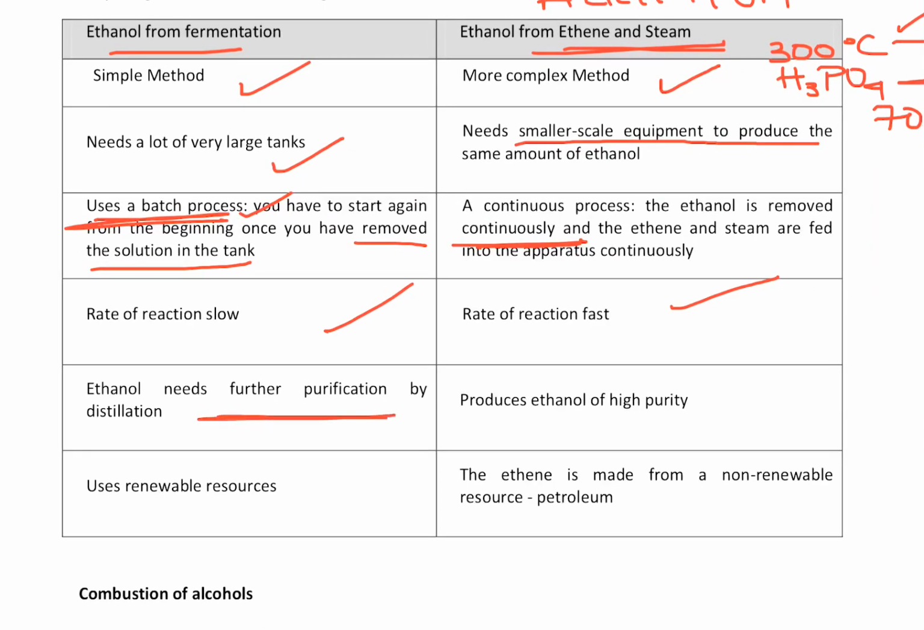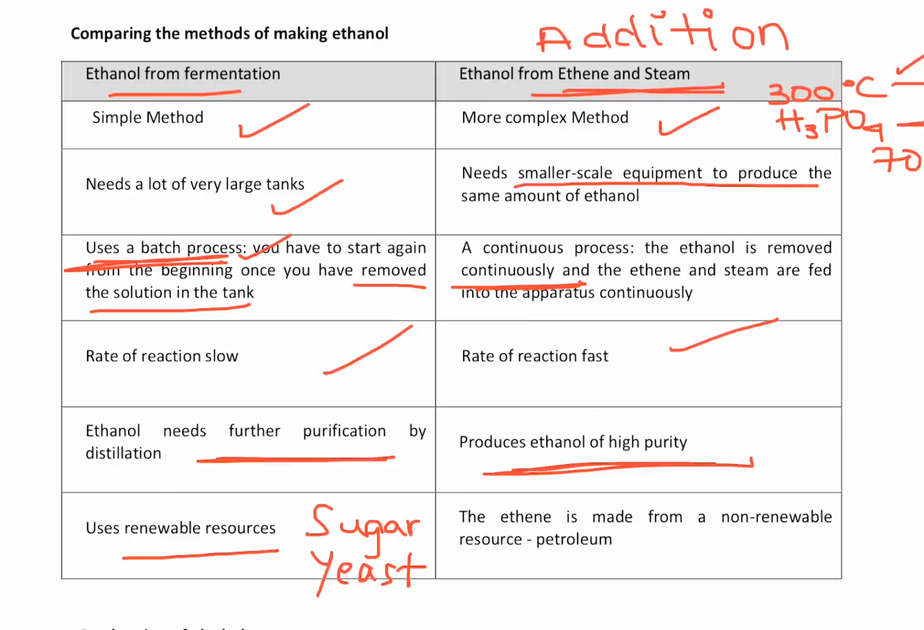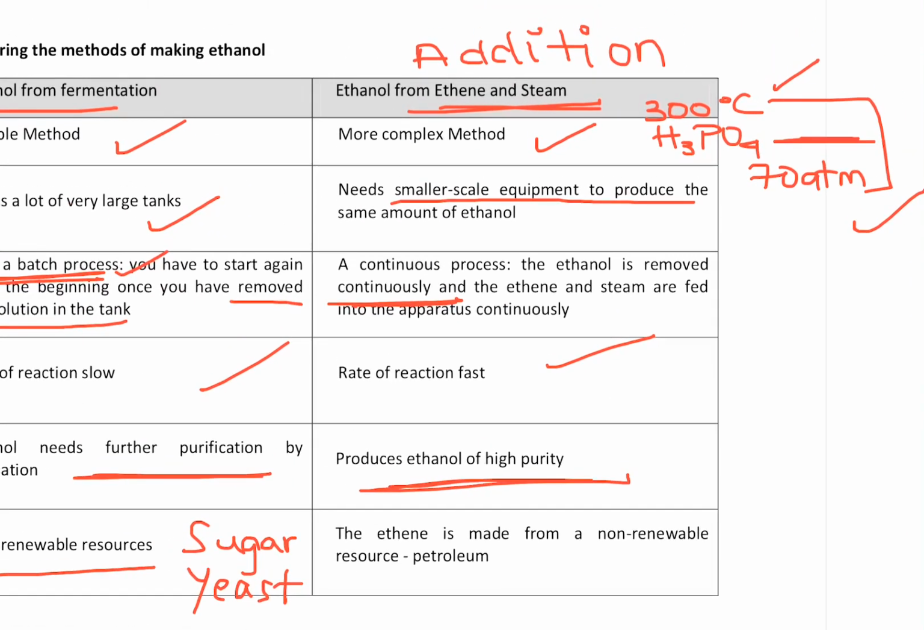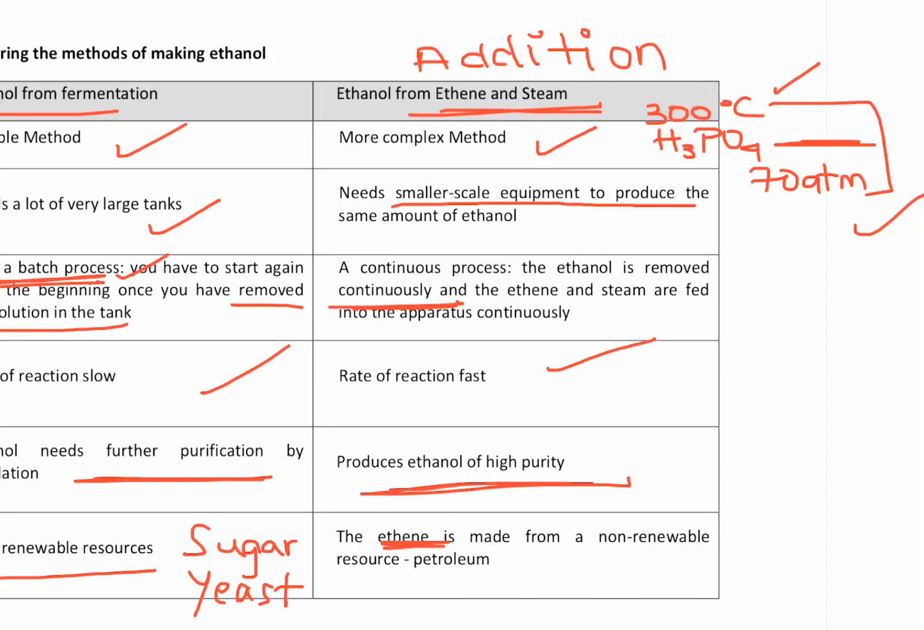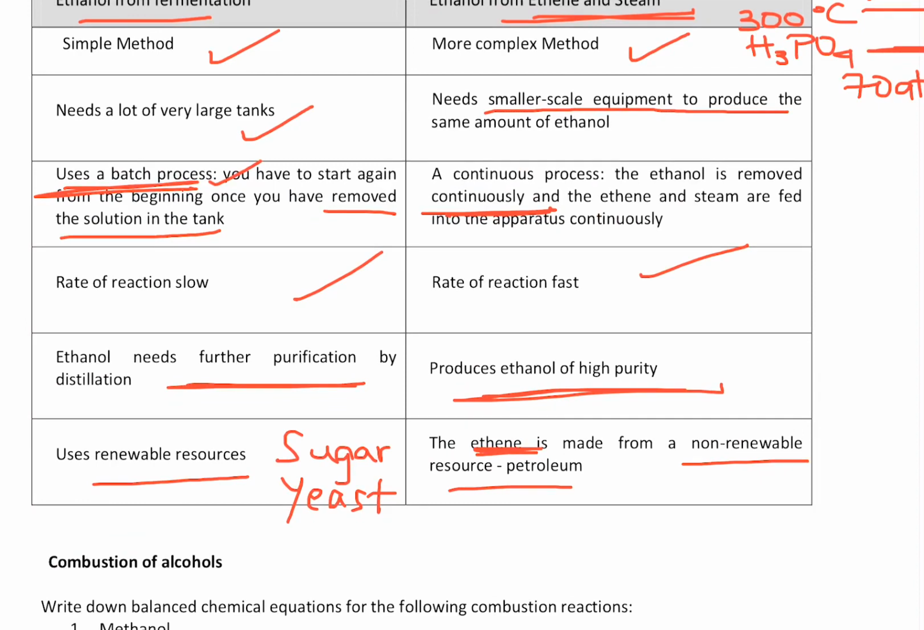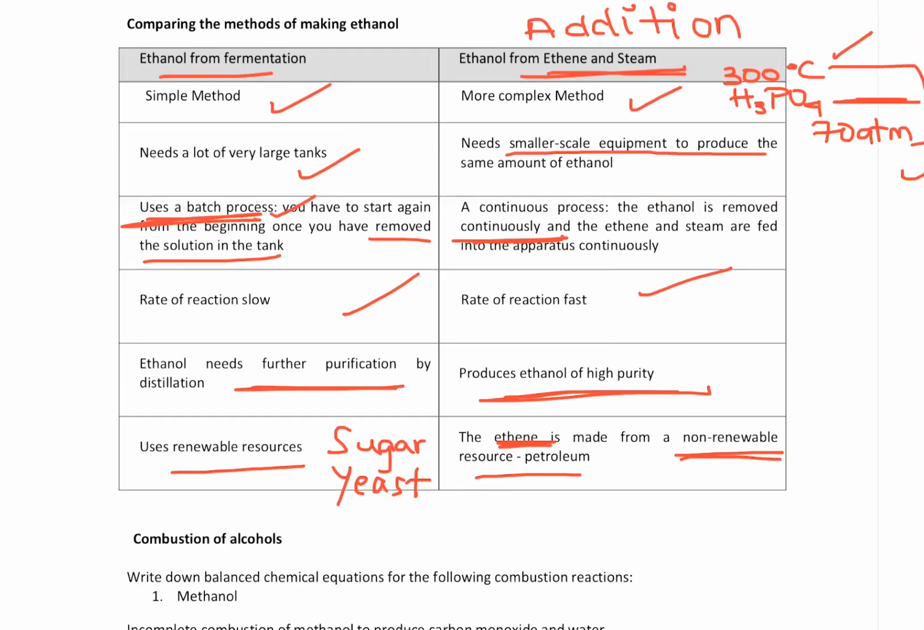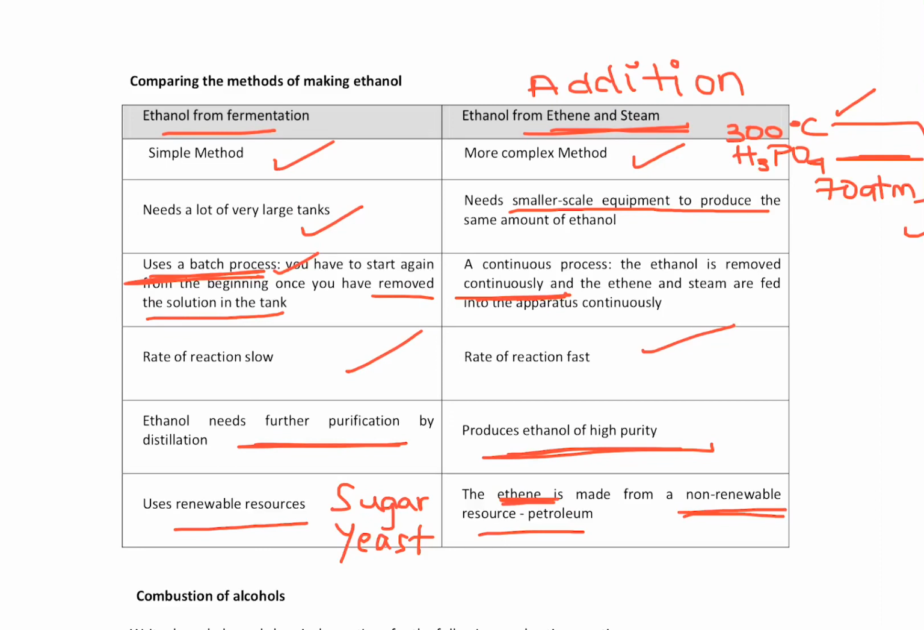For fermentation, you need to purify the ethanol by distillation, while with addition you get ethanol of high purity. Fermentation uses renewable resources, so you have sugar and you have yeast, which is a living organism. But for the addition reaction, you need to start with ethene, which is obtained from crude oil, so this is a non-renewable resource. So that's the comparison.